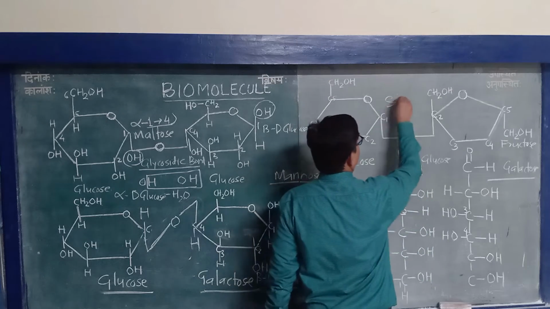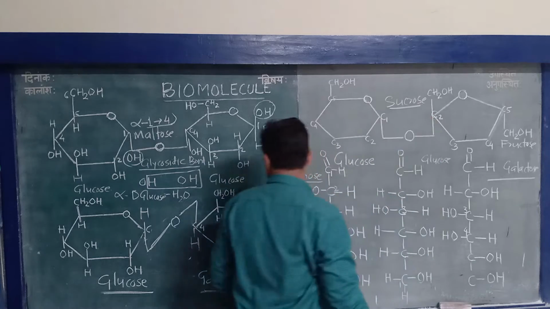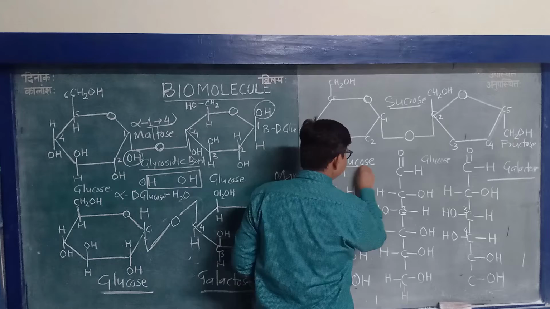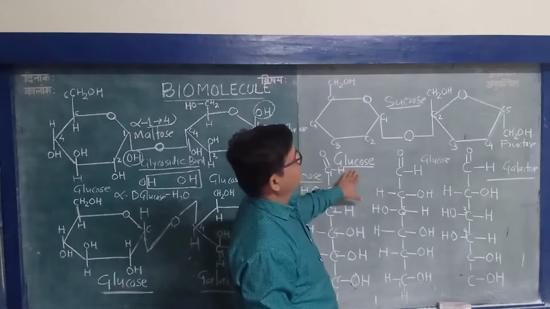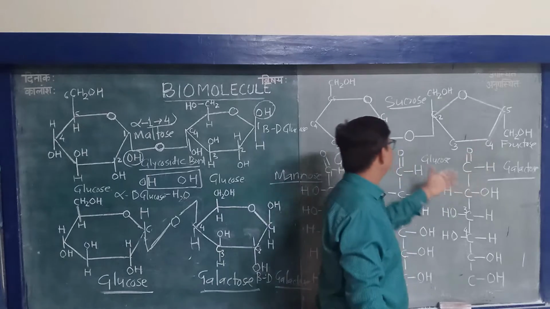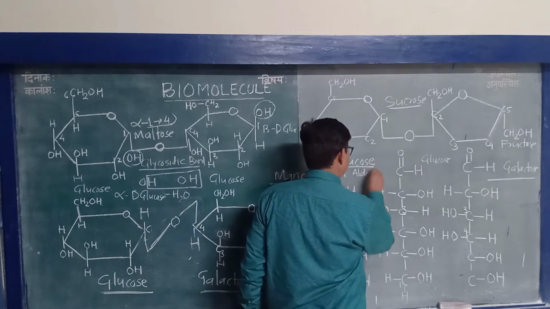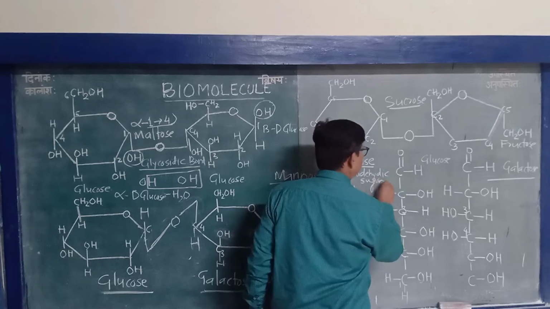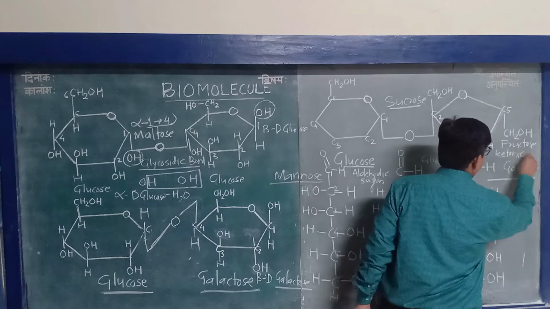sucrose, okay, then in case of sucrose, one unit of this disaccharide is glucose and one unit is fructose. So try to differentiate. This is an aldehydic sugar and this one is a ketonic sugar.